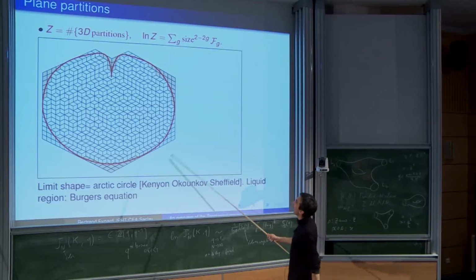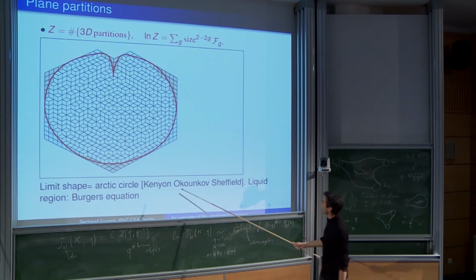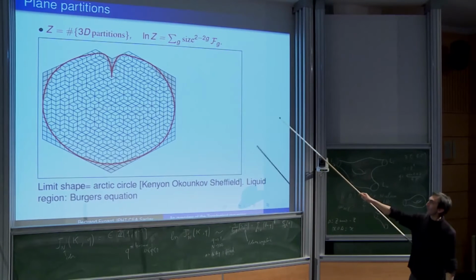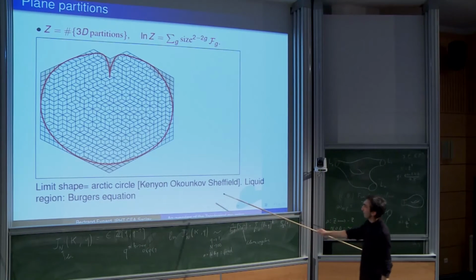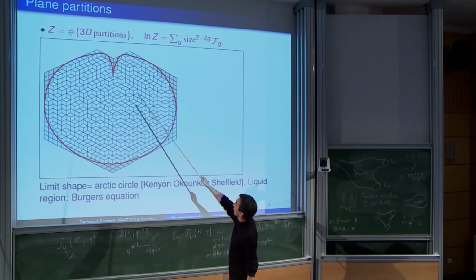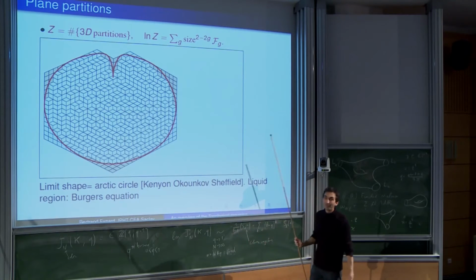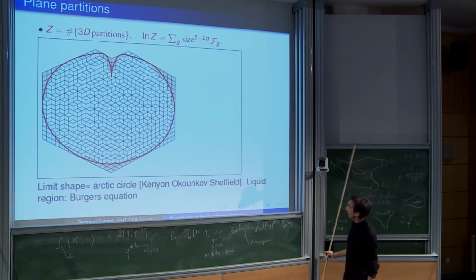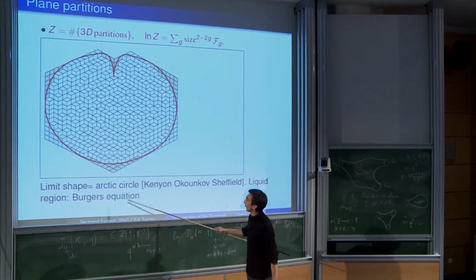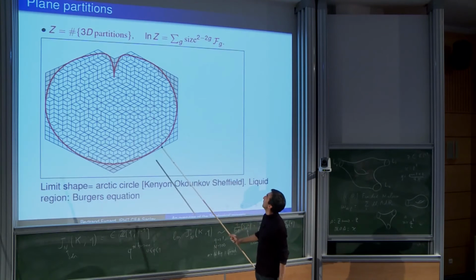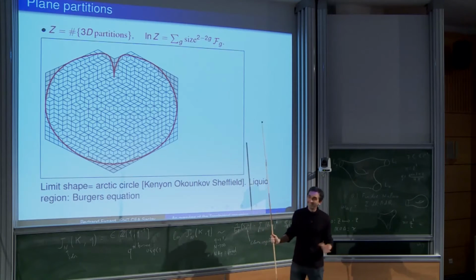And the shape of that Arctic Circle has been computed. This is, for instance, a very famous paper by Kenyon, Okounkov, and Sheffield. And for that example, they find it is a cardioid, that curve. Well, in general, what they find is that this curve is the smallest degree algebraic curve which is tangent to all boundaries. And the liquid region satisfies Burgers' equation, also to linear order. And so here we have a curve. We want to compute some F_g.